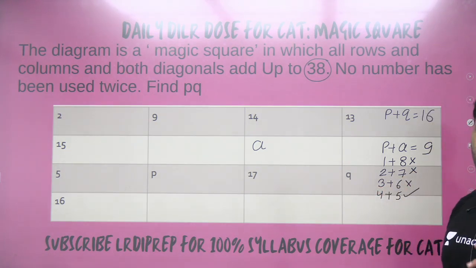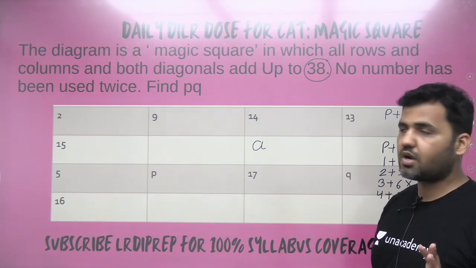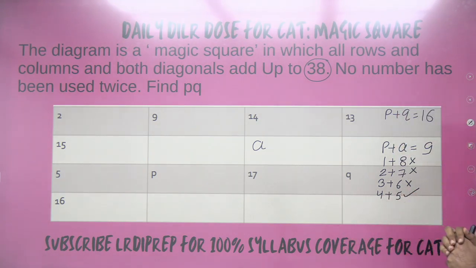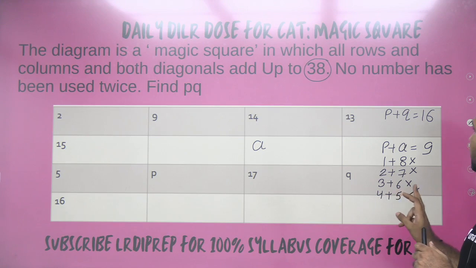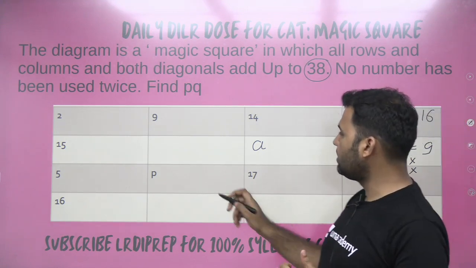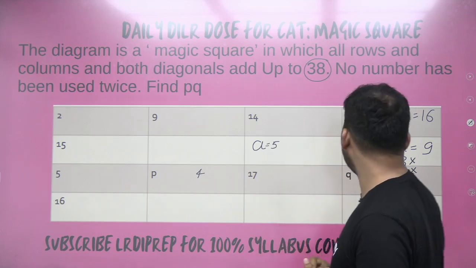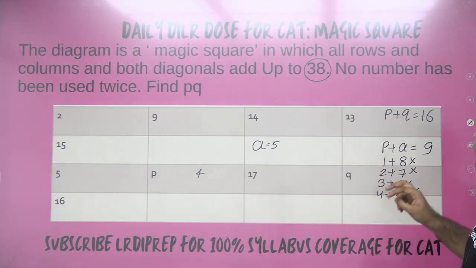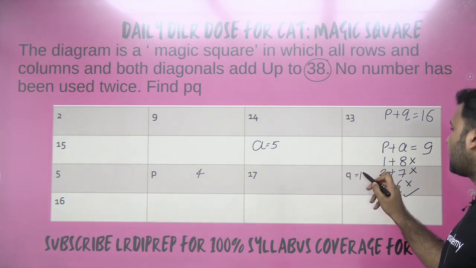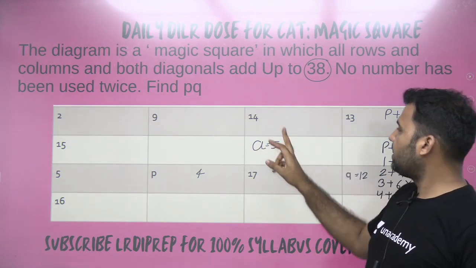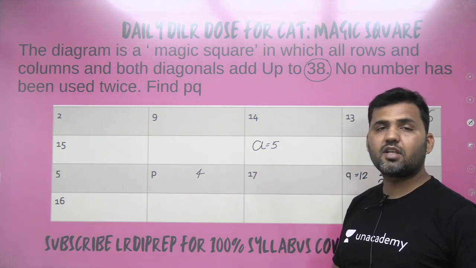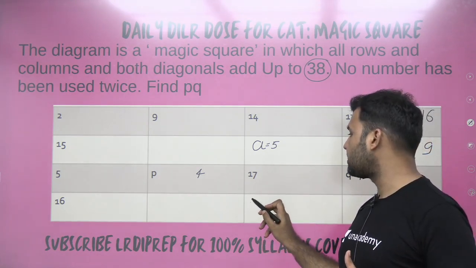This might work, but this is the only possibility we have found so far. Let's try to use it. If I take P as 4, A will be 5. 4 plus 5 is 9. And then I need to make sure that P plus Q will be 16, so Q has to be 12. Now you see that 14 plus 5 is 19, 19 plus 17 would be 36, and 36 plus 2 would be 38.